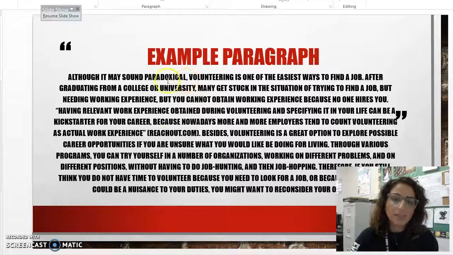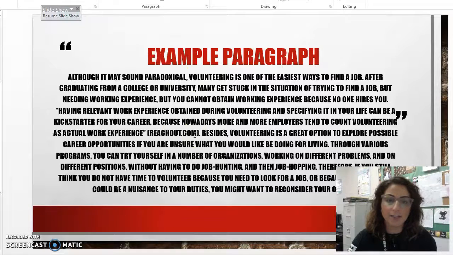So it says, although it may sound paradoxical, volunteering is one of the easiest ways to find a job. After graduating from a college or university, many get stuck in the situation of trying to find a job, but needing work experience, but you can't get work experience because no one will hire you. Relevant work experience obtained during volunteering and specified in your résumé can be a kickstarter for your career, because nowadays employers tend to count volunteering as actual work experience.